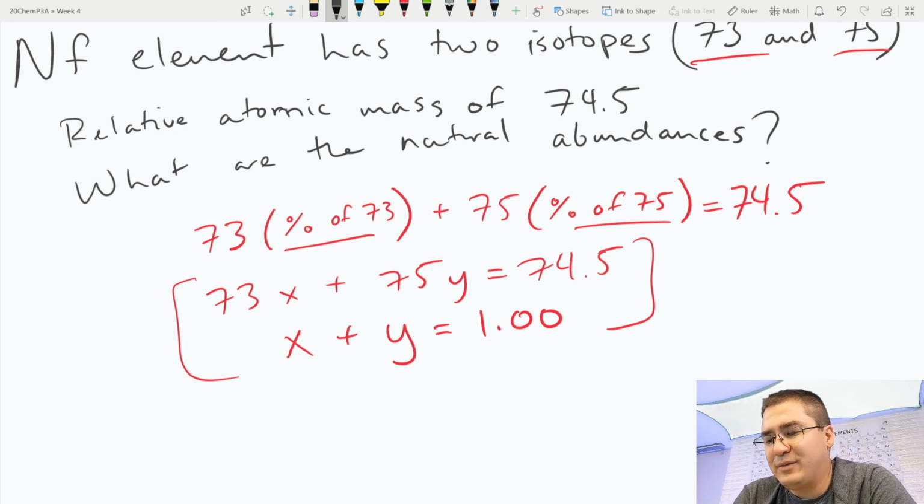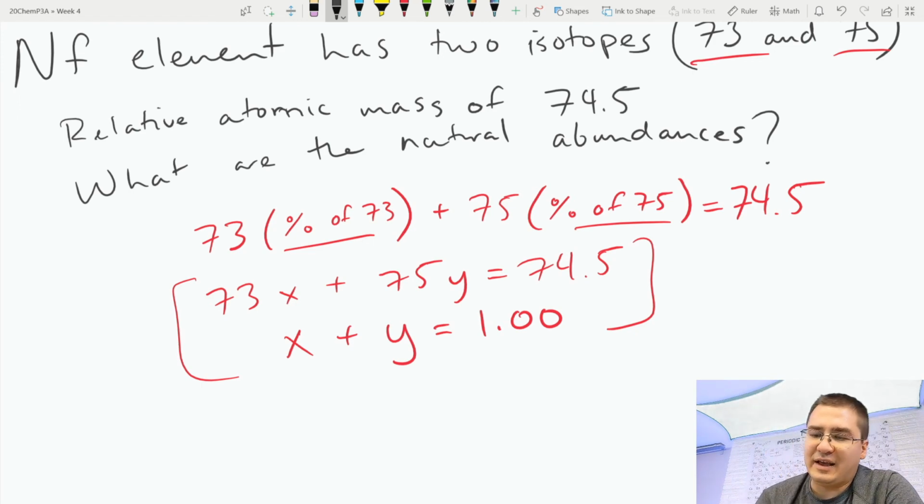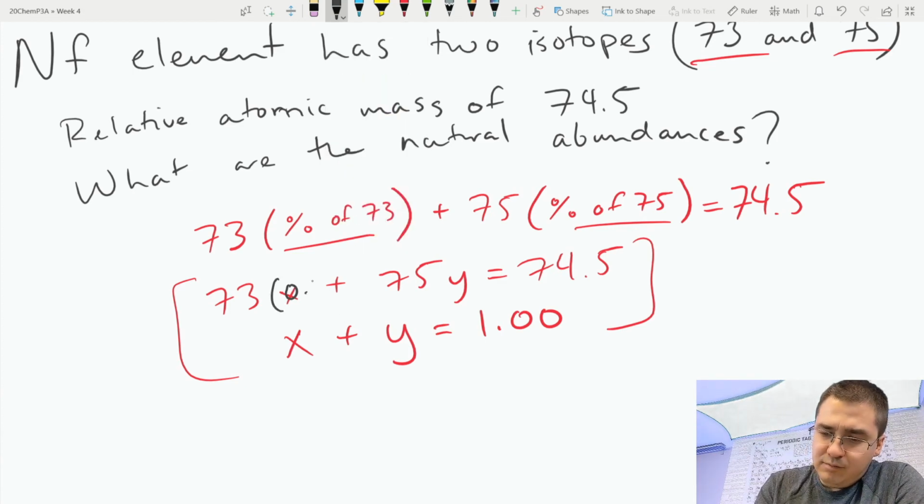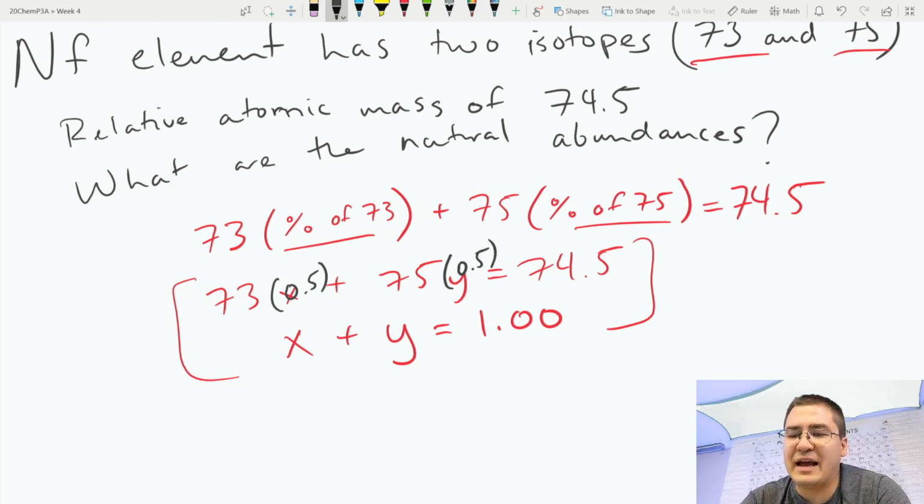We could solve it by guess and check. You could guess an x and a y and plug them in. Probably not a good choice to plug in 0.5 and 0.5, because you know that the average is going to come out to 74 if you use 0.5 and 0.5. So let me get rid of those.